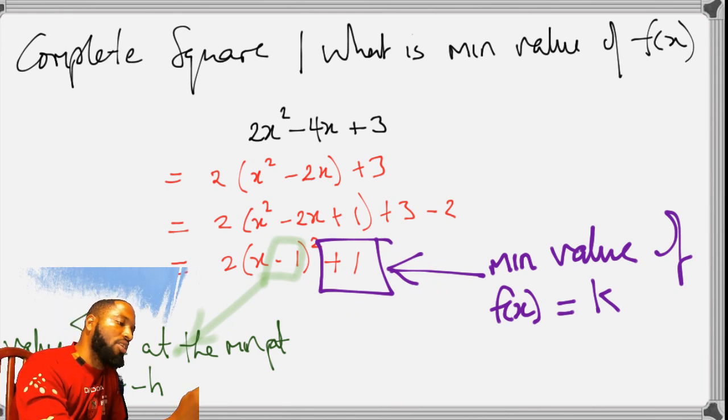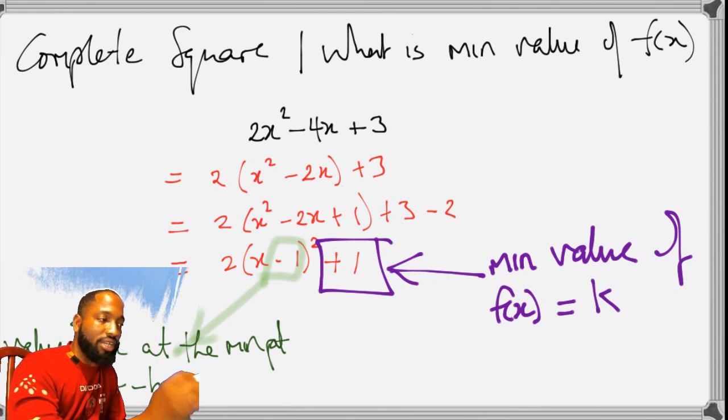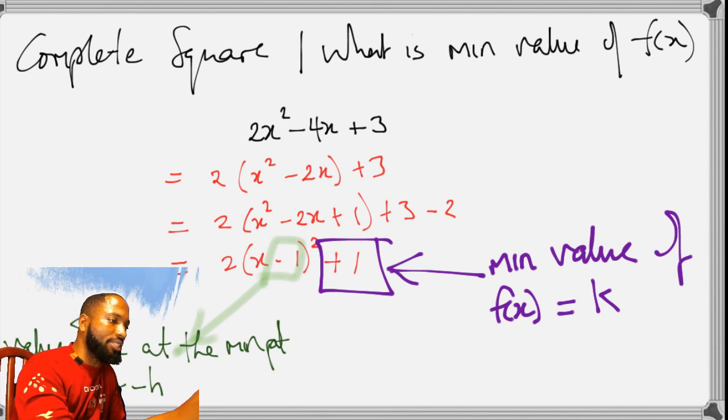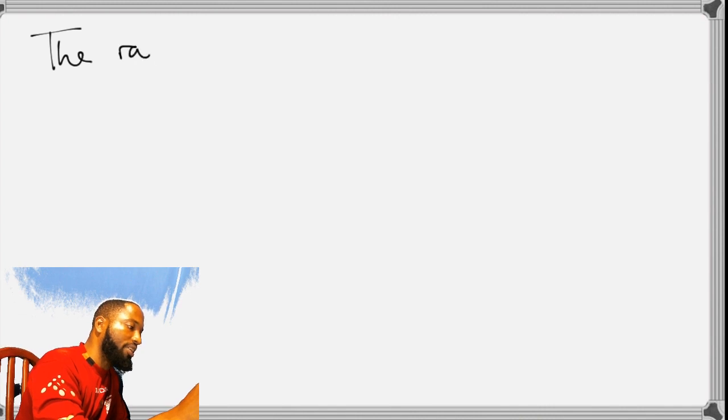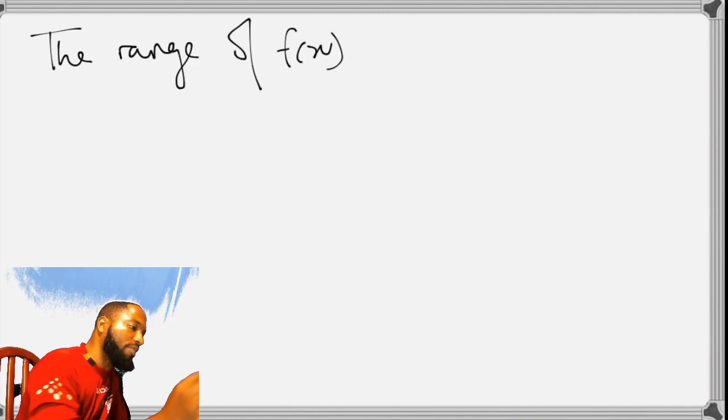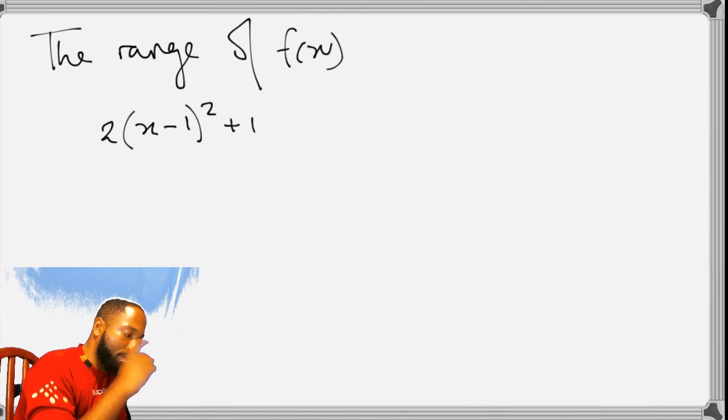So the minimum value of f of x is that. Now, the next part of the question is going to ask for the corresponding value of x, which is that, and the range of f of x. So what do you think the range of f of x would be in a case where you have (2x minus 1) squared plus 1?